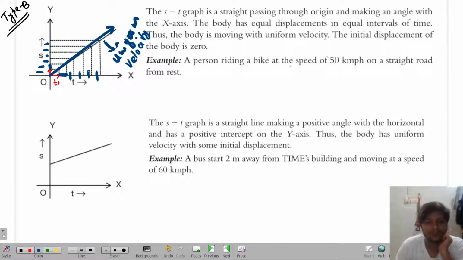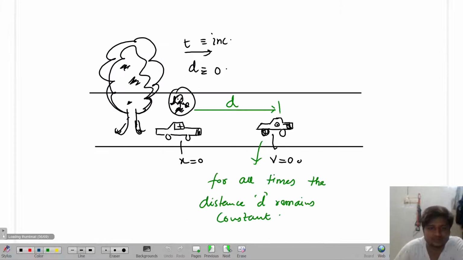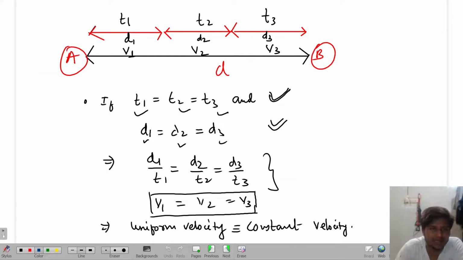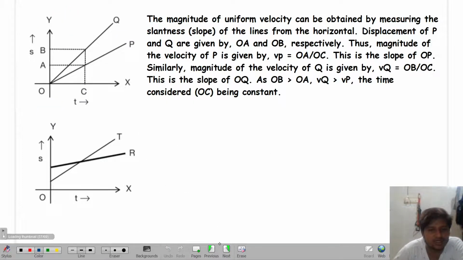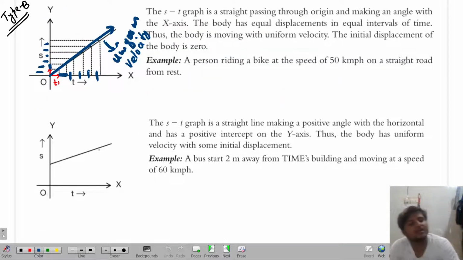Next thing. Now, what we observe from here in this case of uniform velocity, try to understand. What happens when I consider this initial point at t equal to 0? What is the displacement of the body? The displacement of the body was initially equal to 0, but I can start my movement from some displacement d.